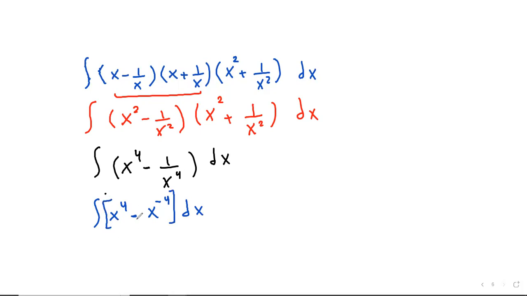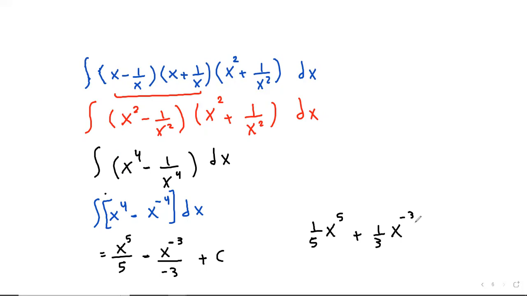Now we can integrate because we have a function simplified in its simplest form. So add 1 to the power, then divide by the new power. So it's x to the power of 5 divided by 5 minus, here it's x, -4 plus 1, add 1 to the power, it will be -3, then divide by the new power. Don't forget to write the constant. So it's 1 over 5 x to the power of 5, and negative multiplied by negative is positive 1 over 3 x to the power of -3 plus c. That's it.